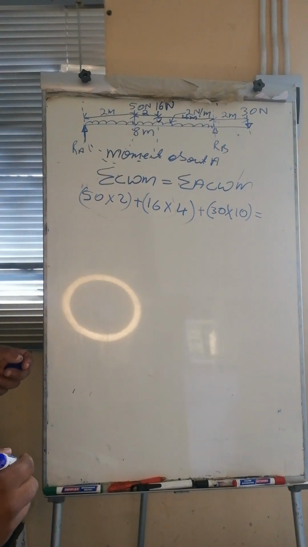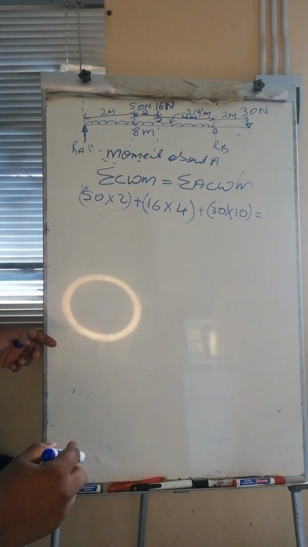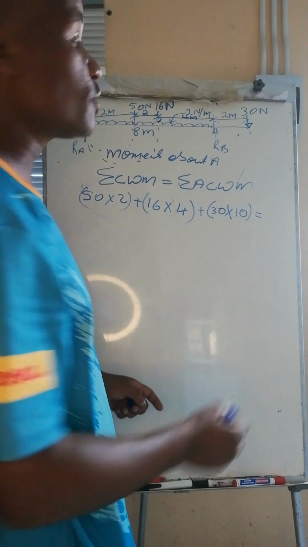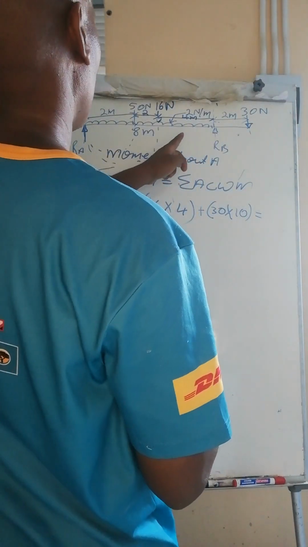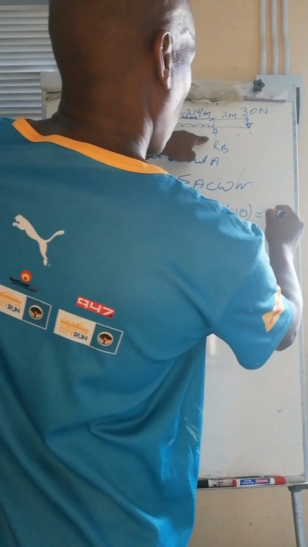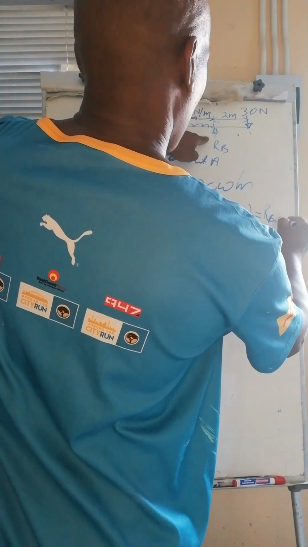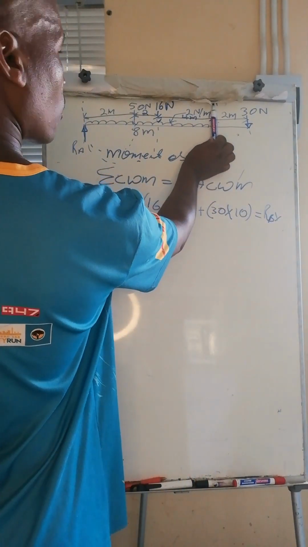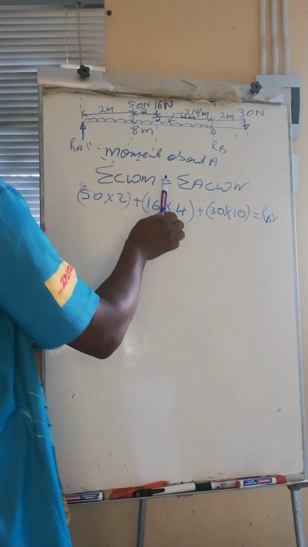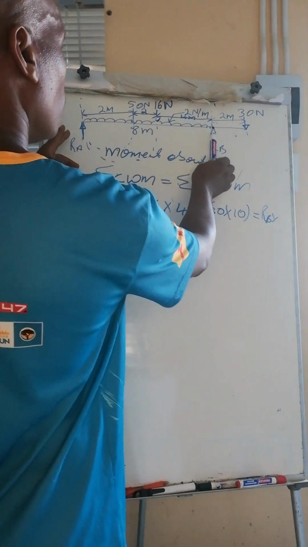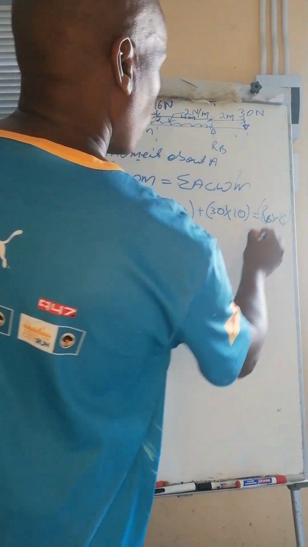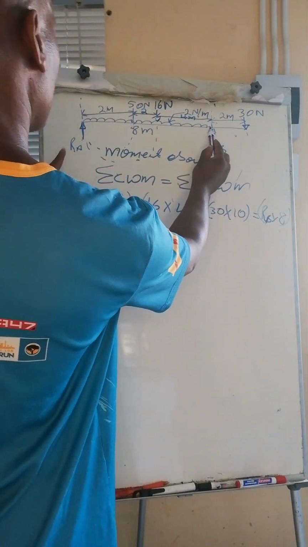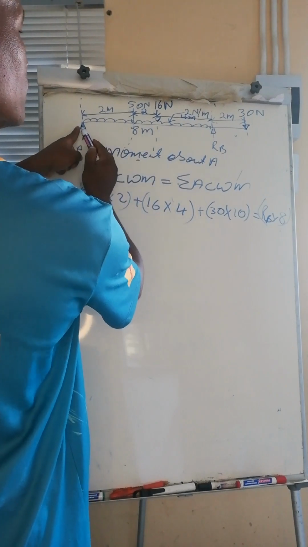So that is equal to the anti-clockwise moment. The only force that is moving anti-clockwise is RB multiplied by the distance from here to point A. And that equals 8. Why 8? Because the distance from there to there is 8.